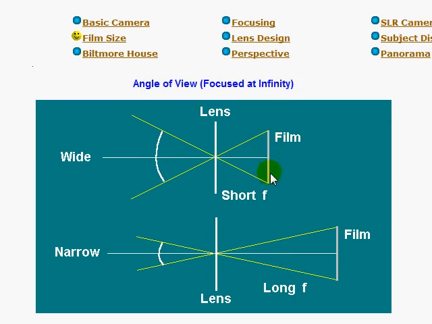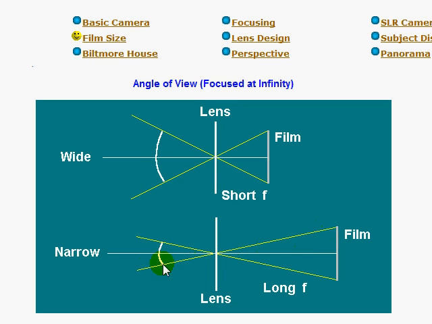Here we have the film size, in each case being the same, or it could be the size of the sensor in a digital camera. Here we have a short focal length and a long one. Notice that when you focus at infinity, your distance from lens to film is your focal length in each case. The short focal length allows for a large angle of view. We call this a wide-angle lens.